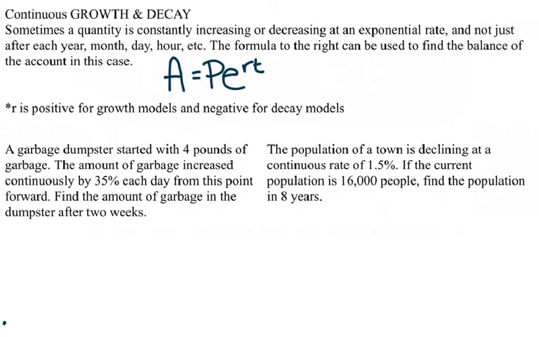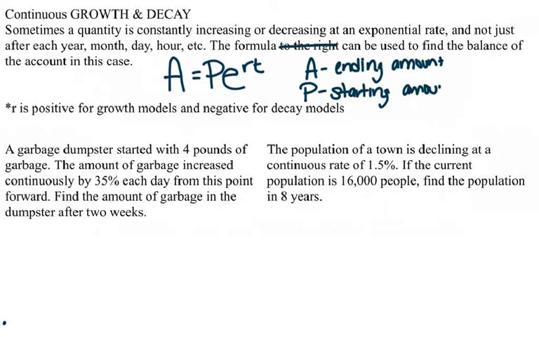So the formula below can be used to find the balance of the account in this case. R is positive for growth models and negative for decay models. The only thing you need to know is A is your ending amount, P is your starting amount, E is the number e, 2.718, something like that, R is rate, changed to a decimal, and T is time.